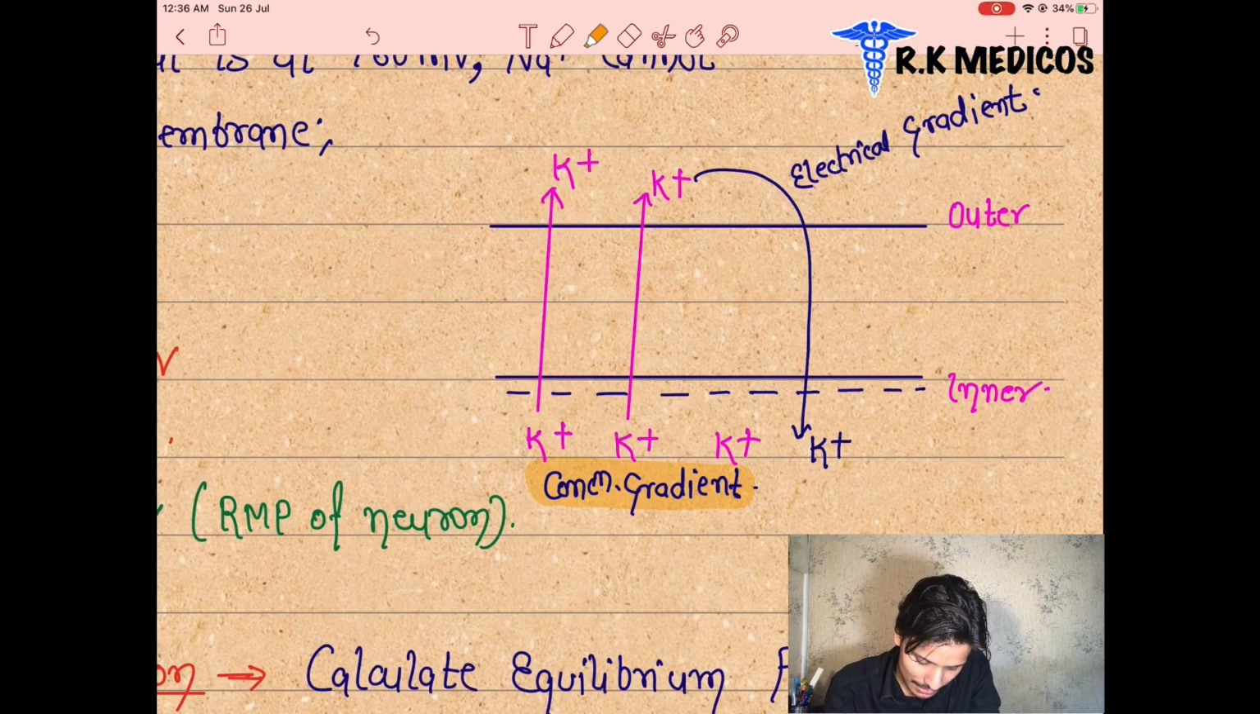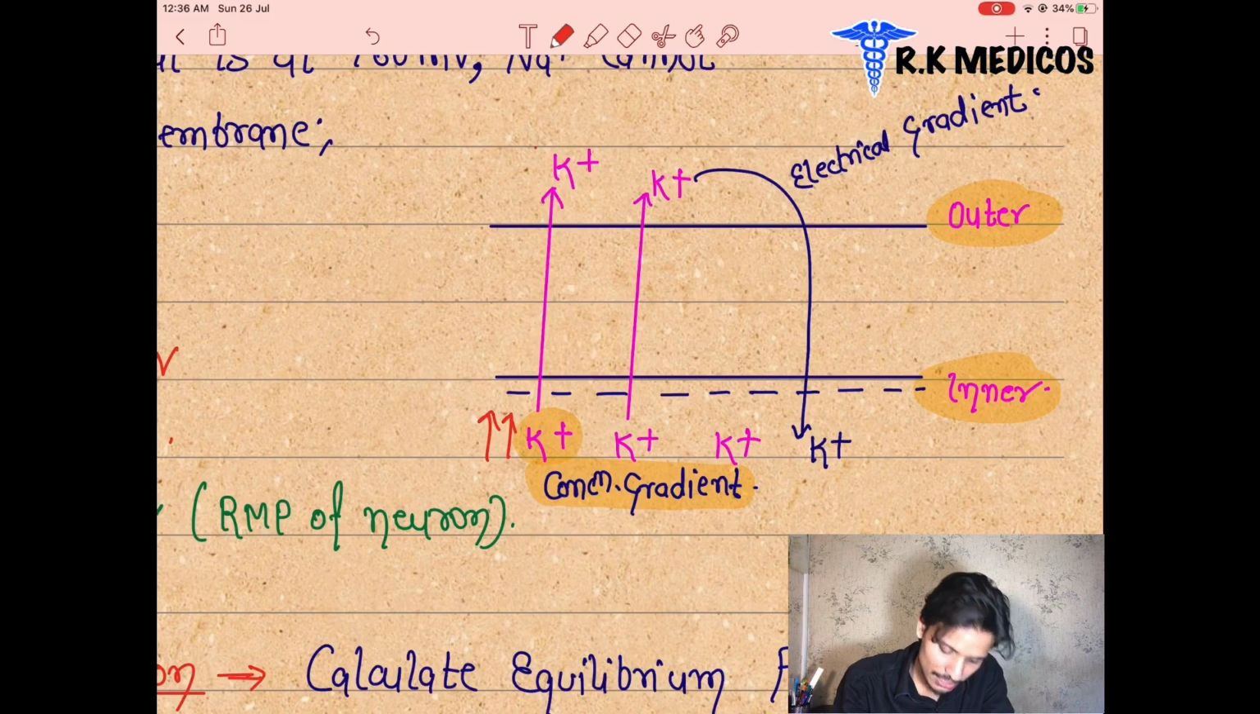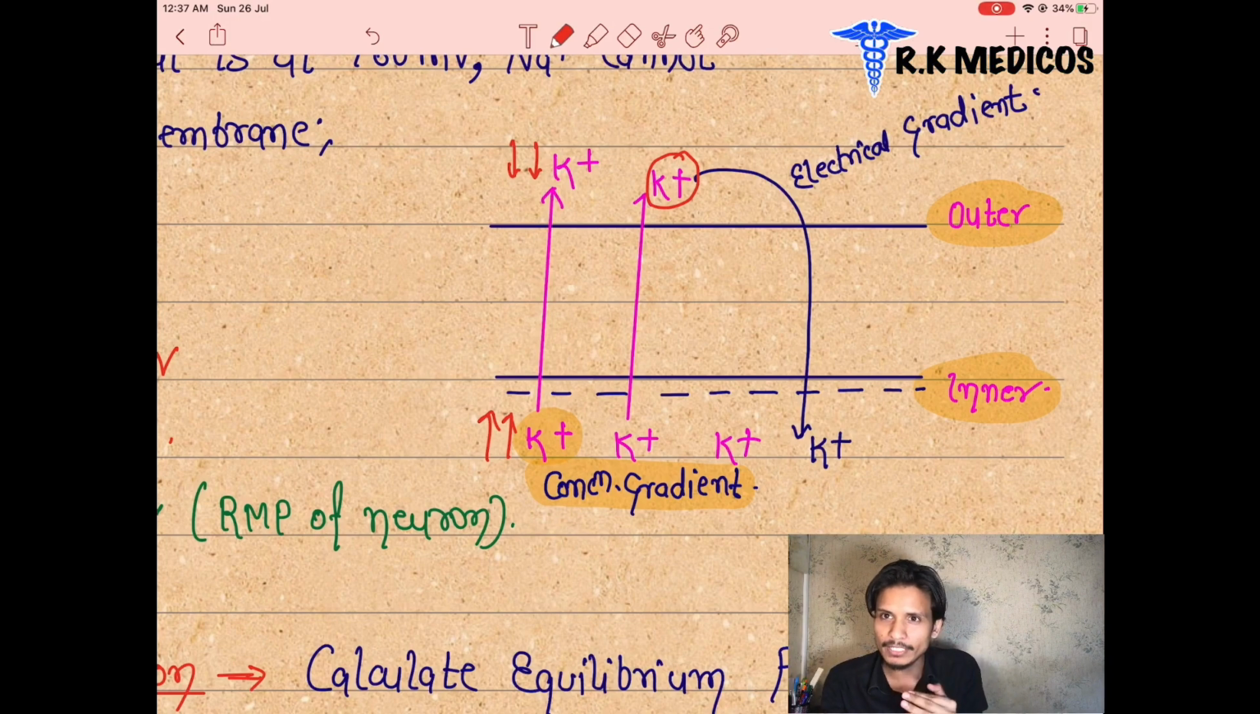Potassium has a higher concentration inside the cell, so it moves outside the cell. It is so simple. This is outer, this is inner. These potassium ions move out, and their amount is lesser outside the cell; they are creating a concentration gradient. Now this potassium ion is positively charged and moving outside, so the inner surface of the cell membrane accumulates negative charge. Why? Because the positive charge is going outside, so the negative charge is increasing.